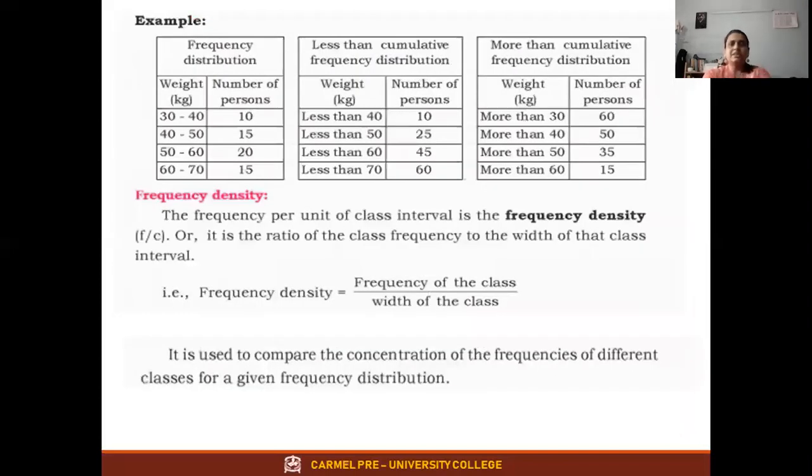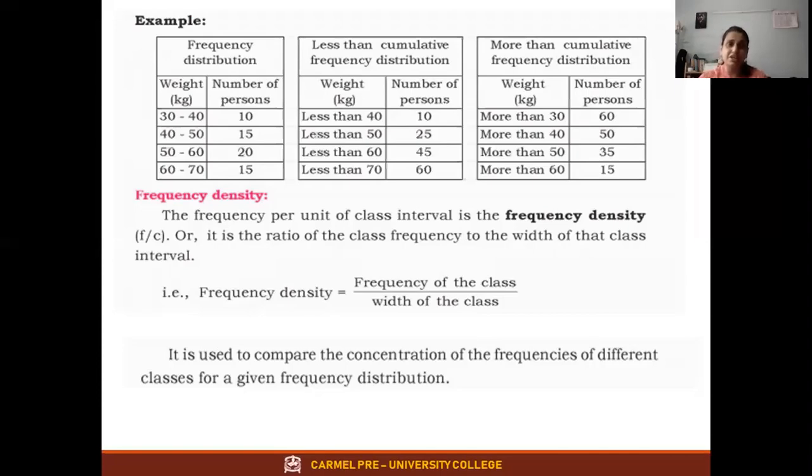This is the example for cumulative frequency distribution, less than cumulative frequency distribution. A normal frequency distribution looks like this: weight and number of persons. What is the weight? 30 to 40, 40 to 50, 50 to 60, 60 to 70. Number of people, that is frequency.